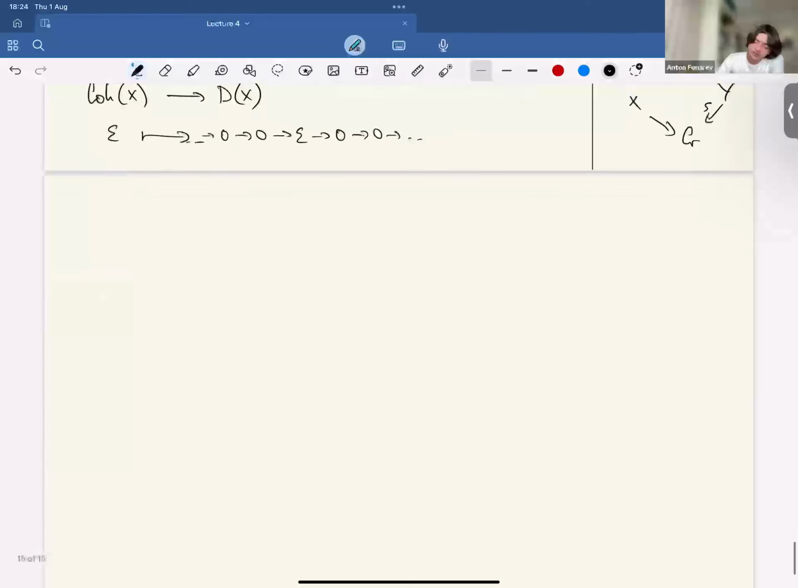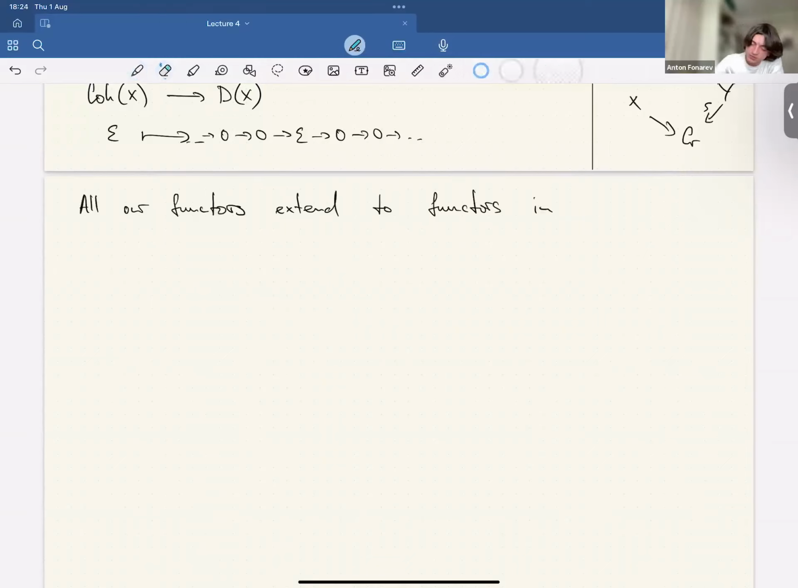So this is what's fascinating about these derived categories, and this is why they were originally invented and introduced. They were introduced for the following reason: all our functors extend to functors defined on derived categories.